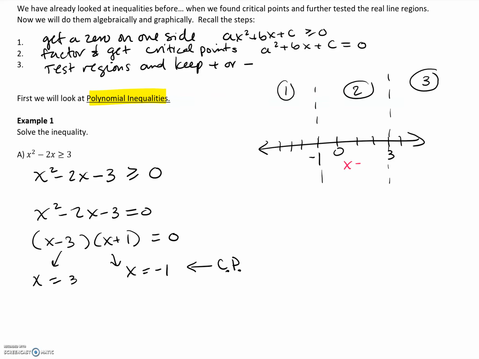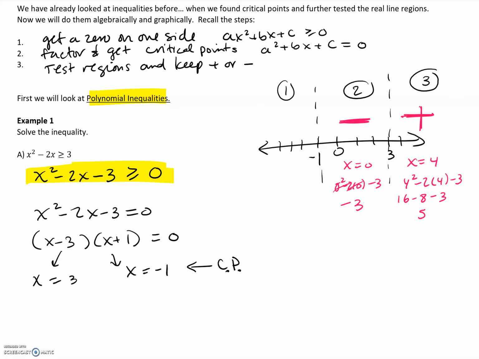So if I test x equals 0 in my problem, which would be the standard form that I put it in, I'm going to get just negative 3, right? 0 squared minus 2 times 0 minus 3 is negative 3. So this region is always going to be negative. If I go to the right and let's say I test x equals 4 in my original expression on the left, I'm going to have 4 squared minus 2 times 4 minus 3. That's 16 minus 8 minus 3. That's going to be a 5, so that's going to be a positive region.